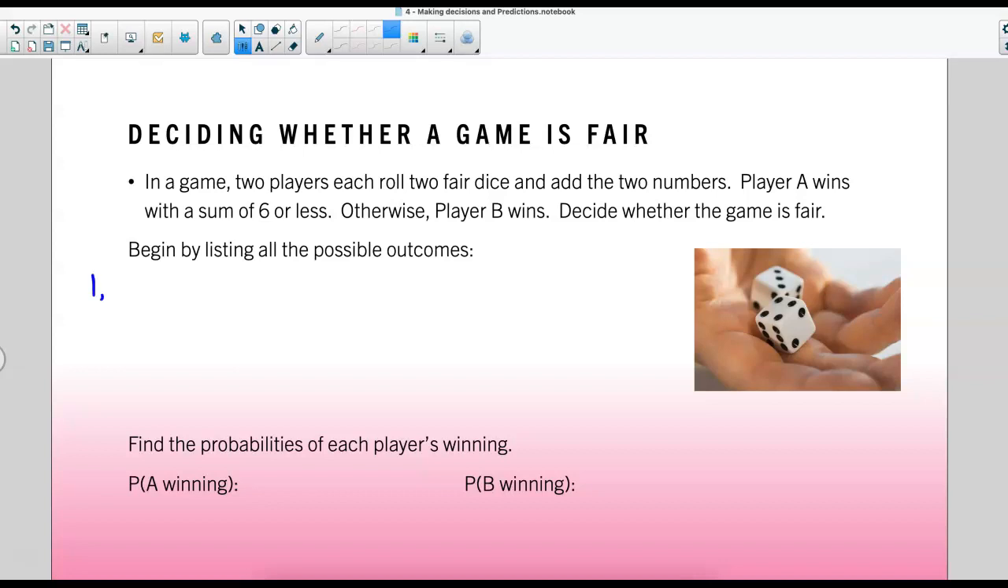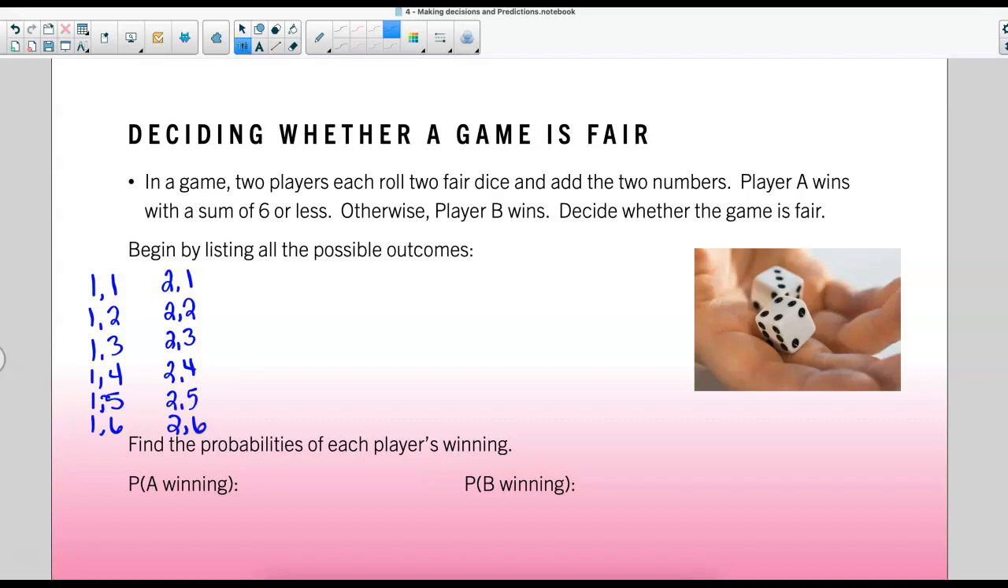You could get a 1 and a 1. You could get a 1 and a 2, a 1 and a 3, 1 and 4, 1 and 5, or a 1 and a 6. You could write these down. This is going to help you. I'm going to do 1 and 6 because that would be 7. You're right, Mason. You're rolling 2 cubes. You could roll a 1 on the first one and a 6 on the second one. Then you could roll a 2 and a 1, a 2 and a 2, a 2 and a 3, a 2 and a 4, 2 and a 5, a 2 and a 6.